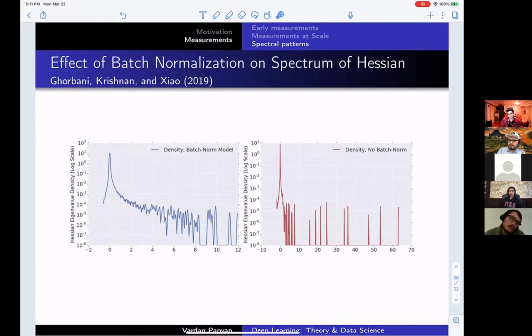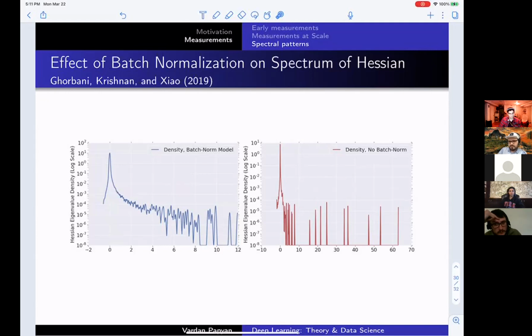And so what this shows you is one use of being able to approximate the spectrum of the Hessian: you can do comparative studies. Here's the Hessian with this thing, here's the Hessian without that thing. Let us ponder, why is there a difference?